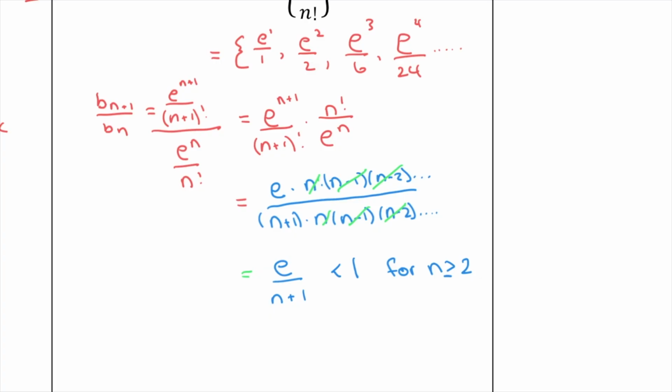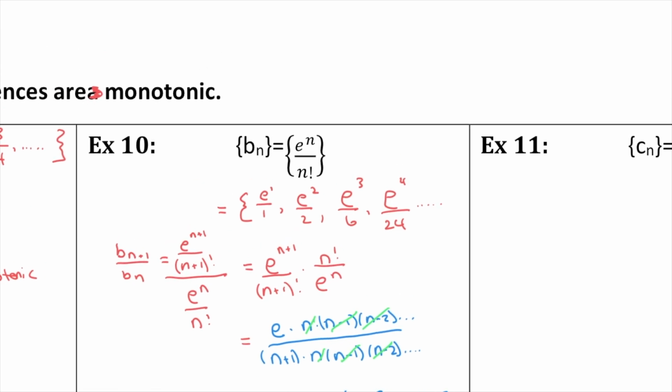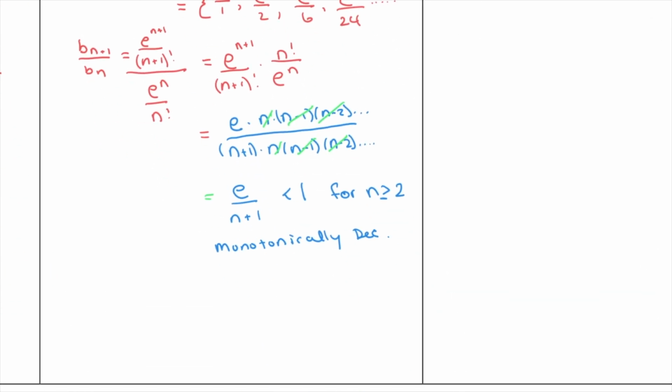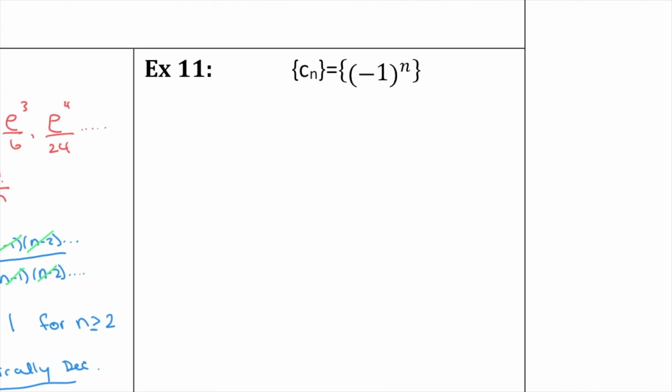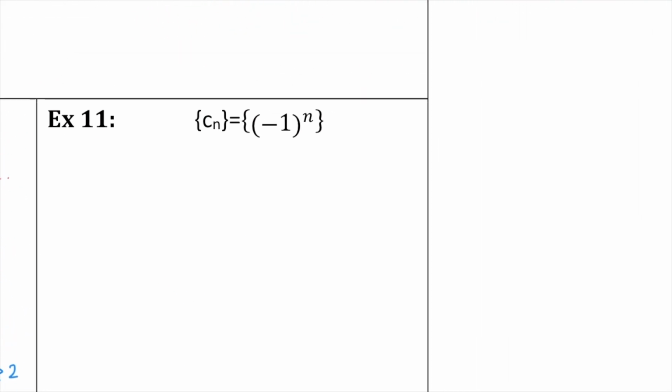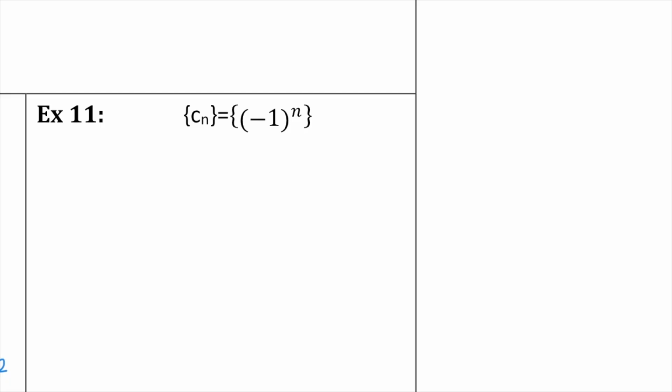Now, let's think about how that helps us. If it's always less than 1, that means that this is a monotonically decreasing function for n greater than or equal to 2, which is just fine. We can still say we're monotonically decreasing because our original theorem said that n had to be greater than or equal to some certain value, and in this case it's 2.